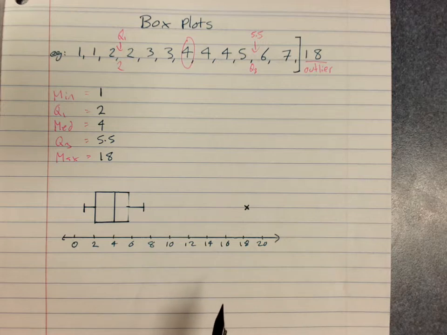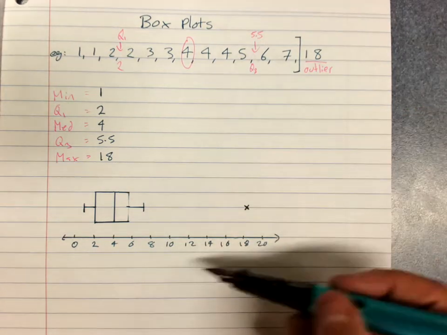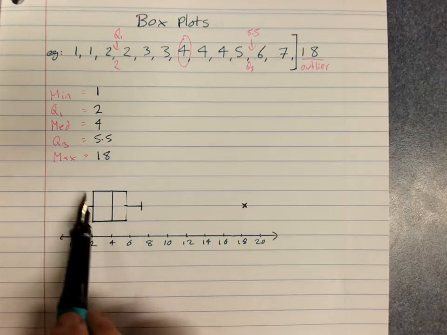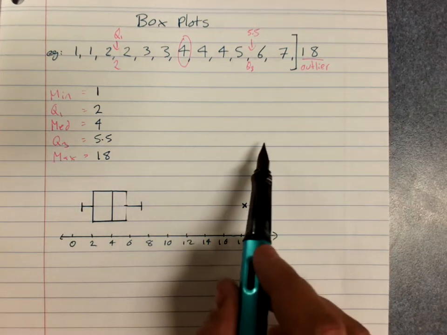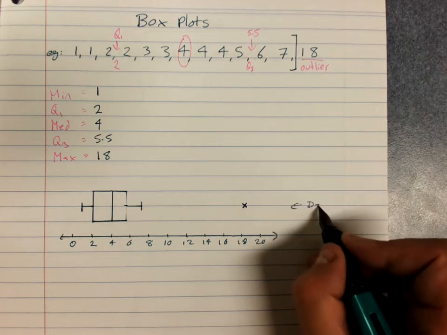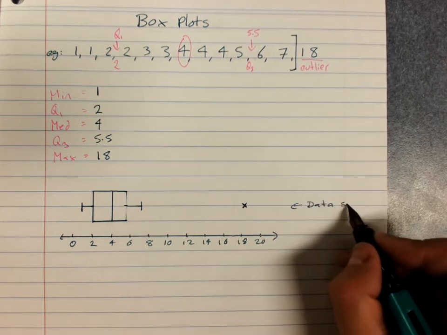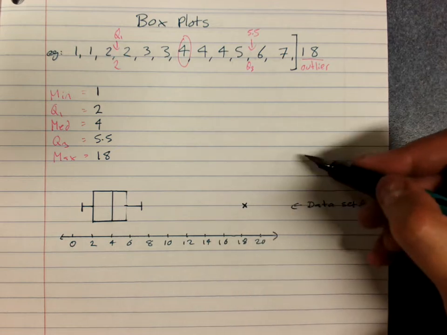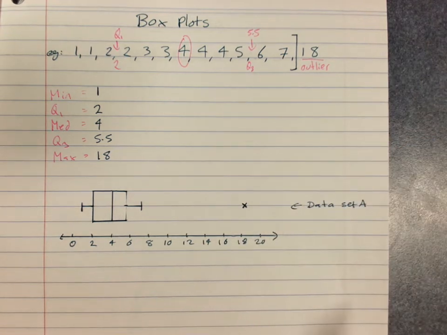At times you would compare two sets of data on the same number line. In that case, you would draw your second box plot above the first, and you would label what those data sets were. So data set A and then data set B, for example.